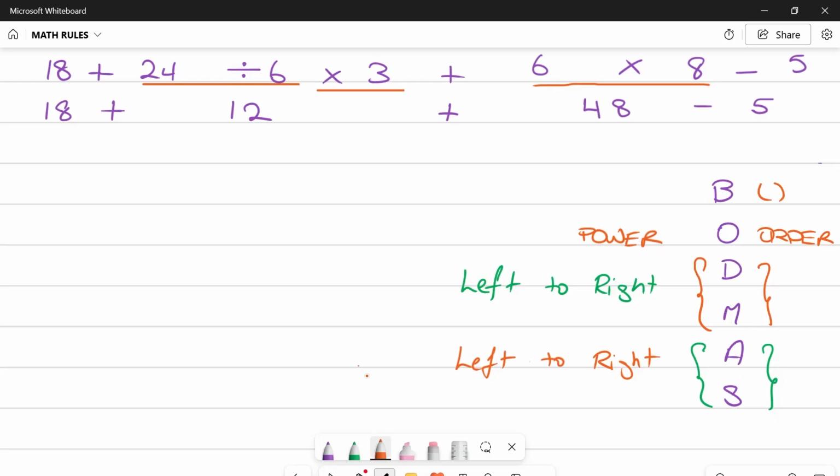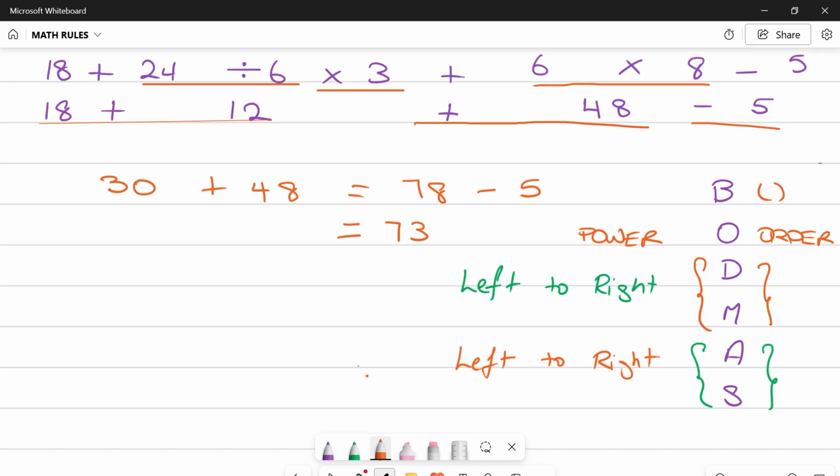Therefore, we start off with 18 plus 12, which gives us 30. Next, we do 30 plus 48, which gives us 78. Lastly, we minus 5. 78 minus 5 leaves us with a final answer of 73.